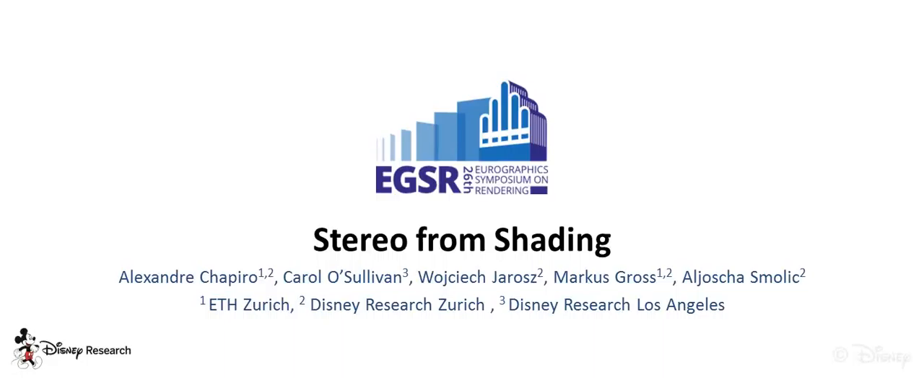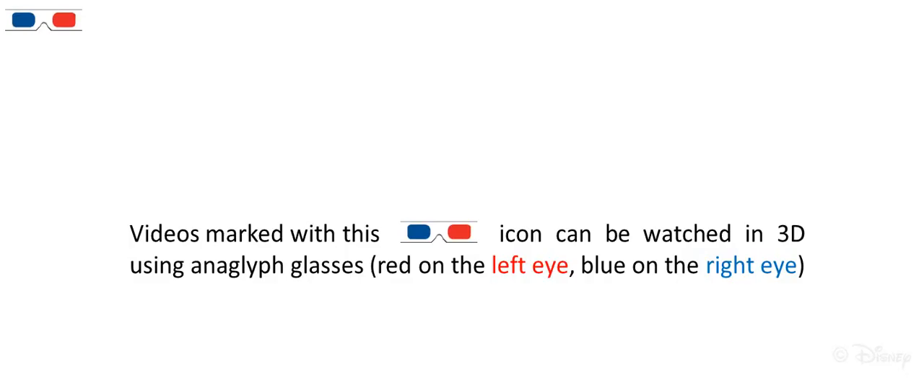Stereo from shading. Videos marked with the anaglyph icon can be watched in 3D using anaglyph glasses, red on the left eye, blue on the right.